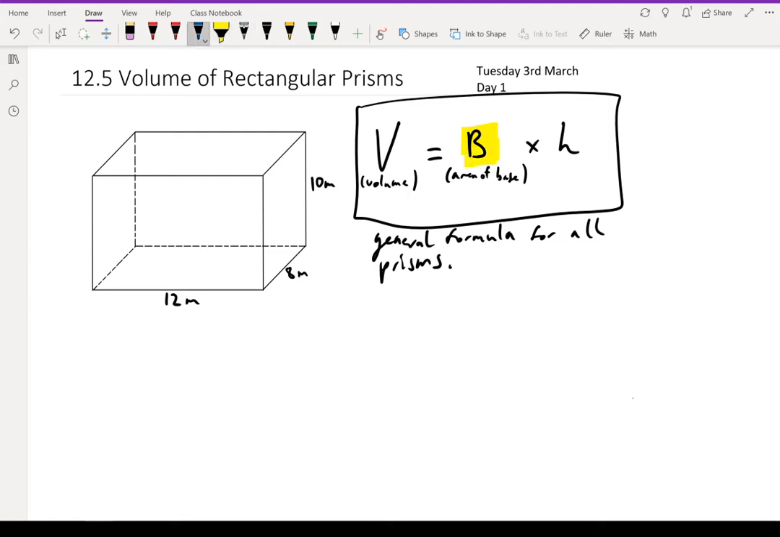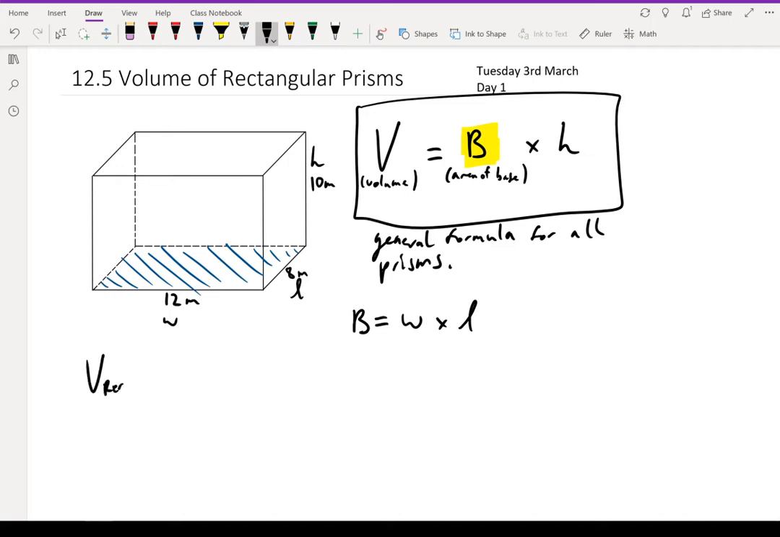Now note that the area of the base over here, let me quickly highlight this. The area of the base, which is going to be this over here, is equal to the width times the length. So here B is equal to width times length. Where the width is 12 meters, that's the length, and then that's the height. So the volume of a rectangular prism is going to be the width times the length times the height. You just multiply all three numbers.